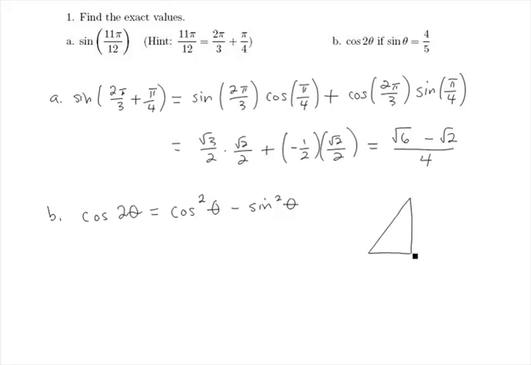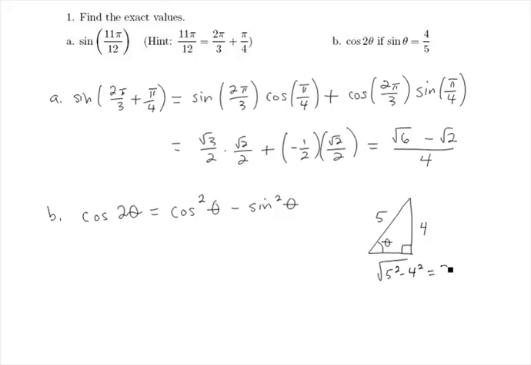of that angle theta, we can draw a triangle. There's theta. The opposite side is 4. The hypotenuse is 5, which means that this other leg of the triangle will be the square root of 5 squared minus 4 squared, or 3.